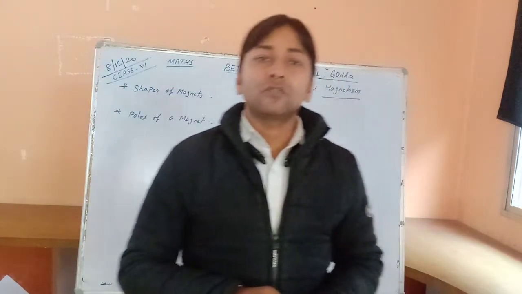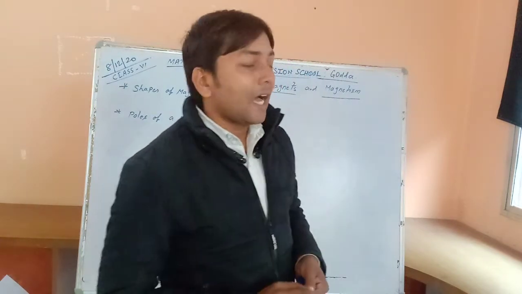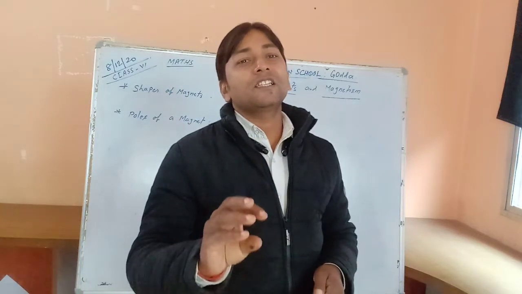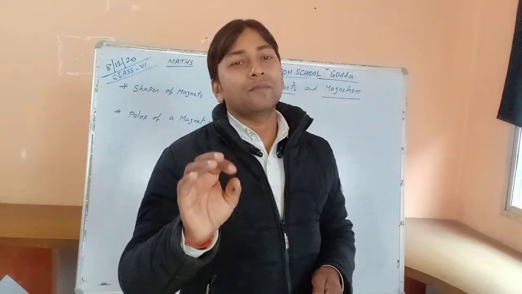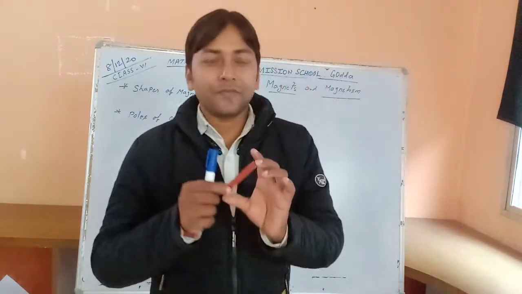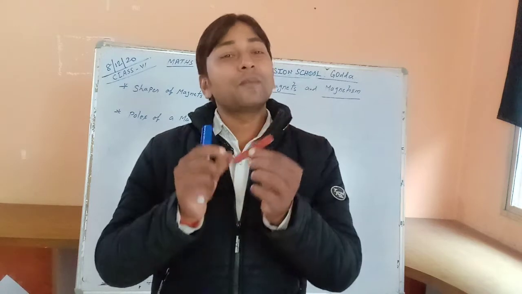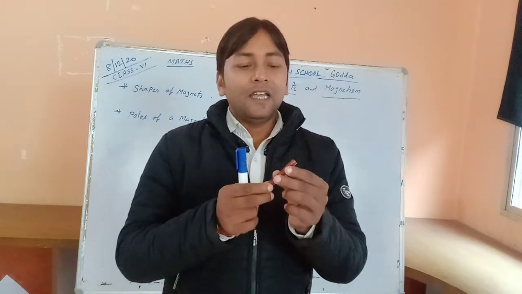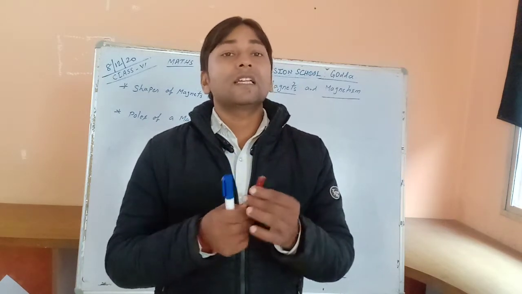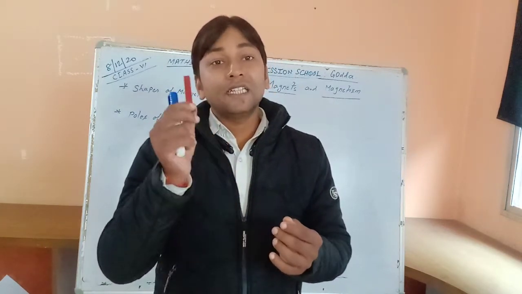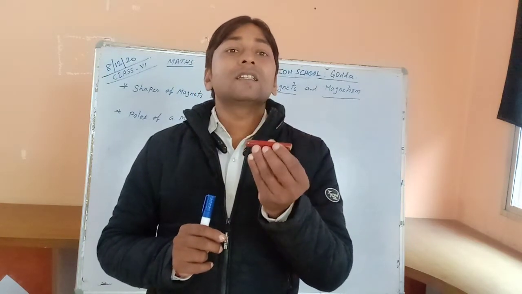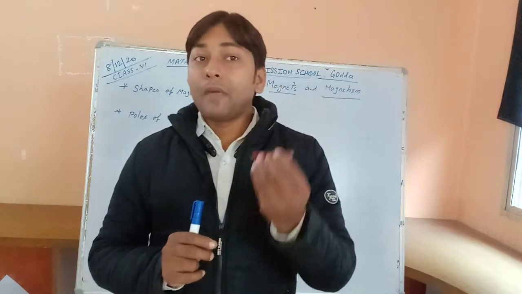You have seen so many kinds of magnets, so I am going to show you different kinds of magnets. You have to tell their names yourself. Now I show you first what type of magnet this is. It is in bar shape, that's why it is called a bar magnet. This is a bar magnet.